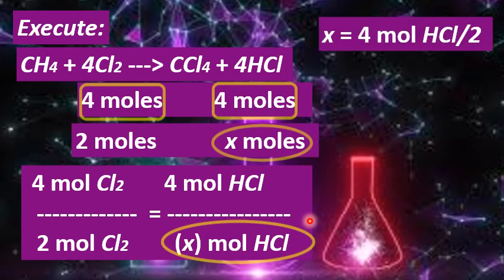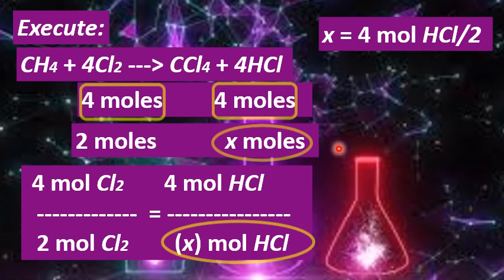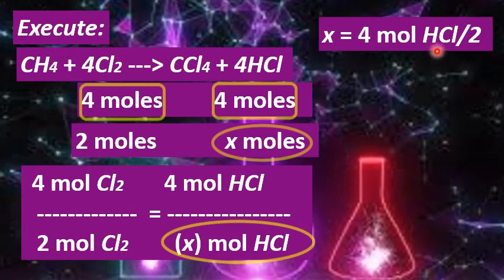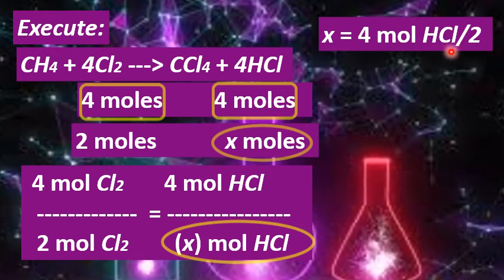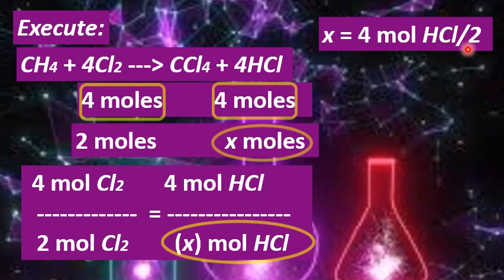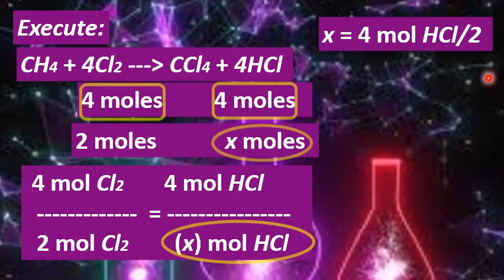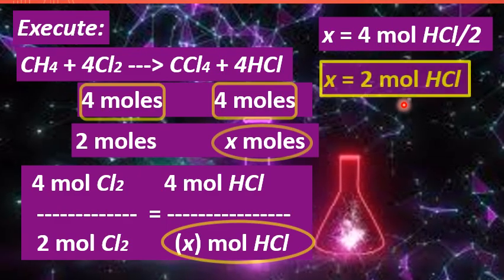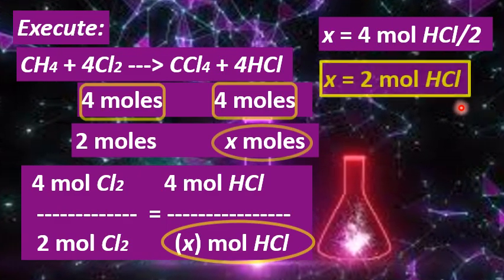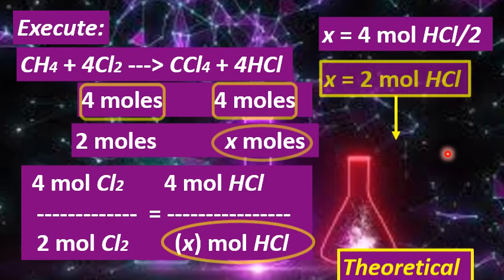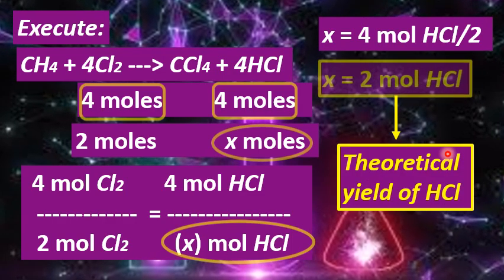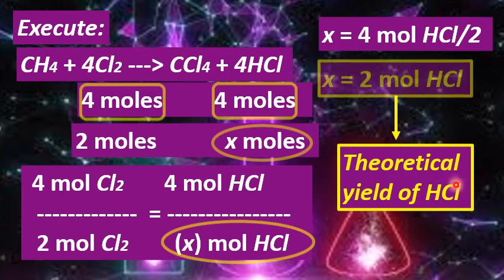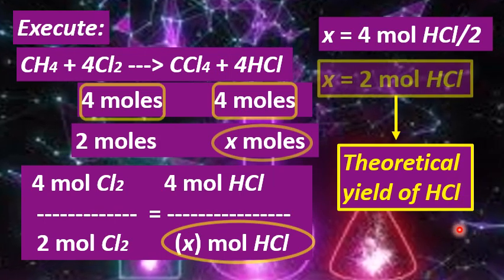And so solving for X, we have X equals 4 moles of hydrochloric acid or HCl divided by 2. And we will get the value of X equal to 2 moles of hydrochloric acid. So 2 moles is what we call the theoretical yield of hydrochloric acid or HCl.